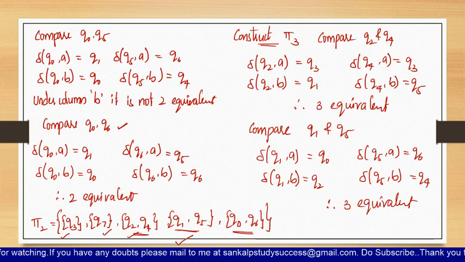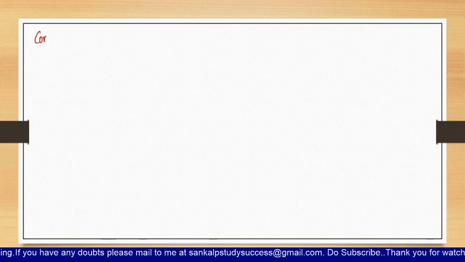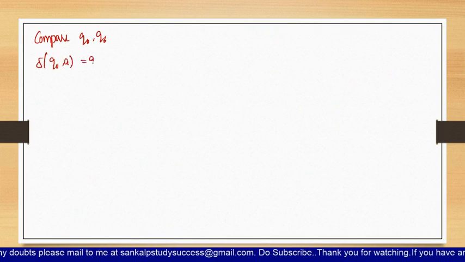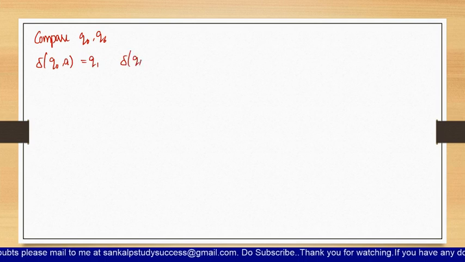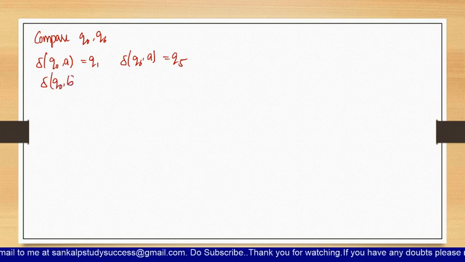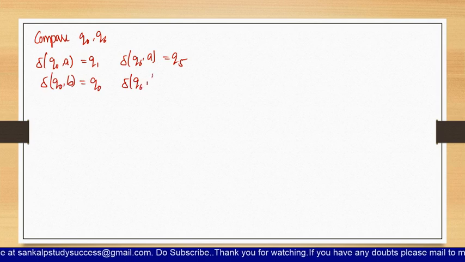Now we are going to compare q0 with q6. So here let us write: compare q0 with q6. Transition function of q0 comma a is equal to q1, and transition function of q6 comma a is equal to q5, and transition function of q0 comma b is equal to q0, and transition function of q6 comma b is equal to q6.